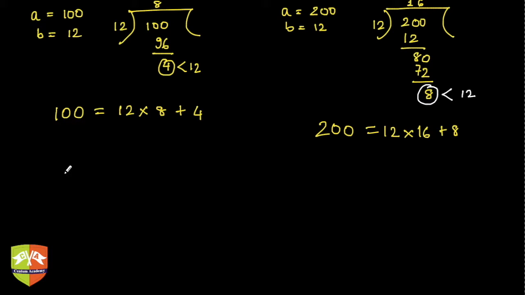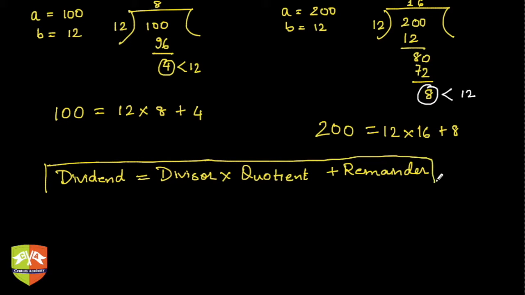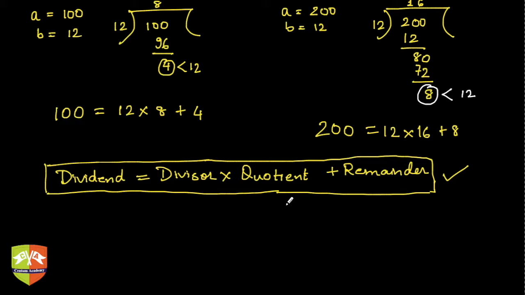So what was 100 in our previous case? We learned that 100 was the dividend. So dividend is equal to what was 12? 12 was divisor. So dividend equals divisor times what was 8? 8 was nothing but quotient, and then plus our remainder, 4 in the above case. This is what Euclid proposed. Now, it may appear very obvious, but before the era where Euclid existed, this was a very important result.